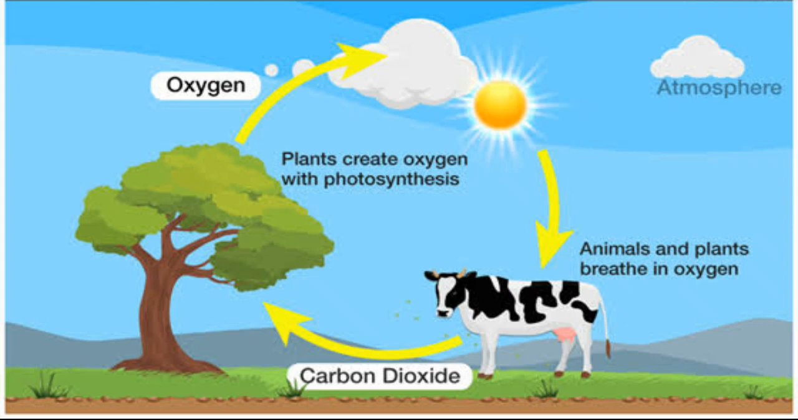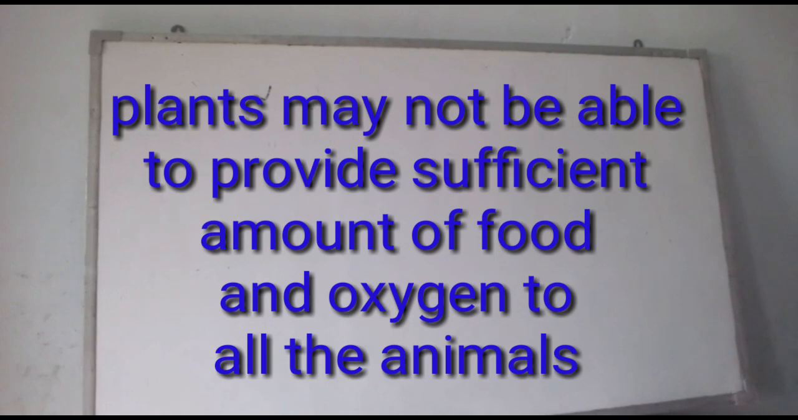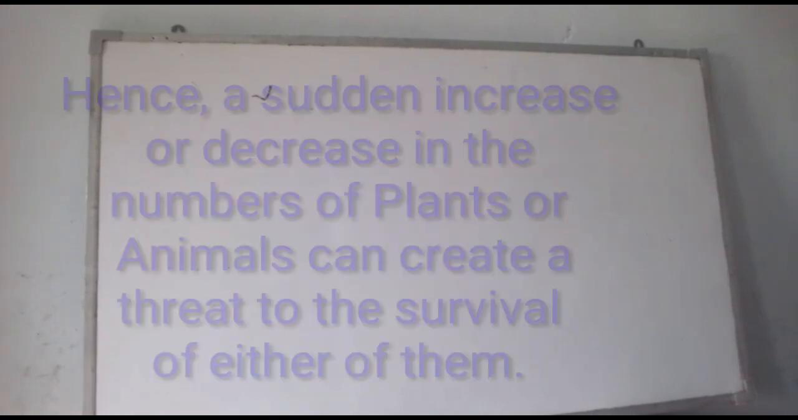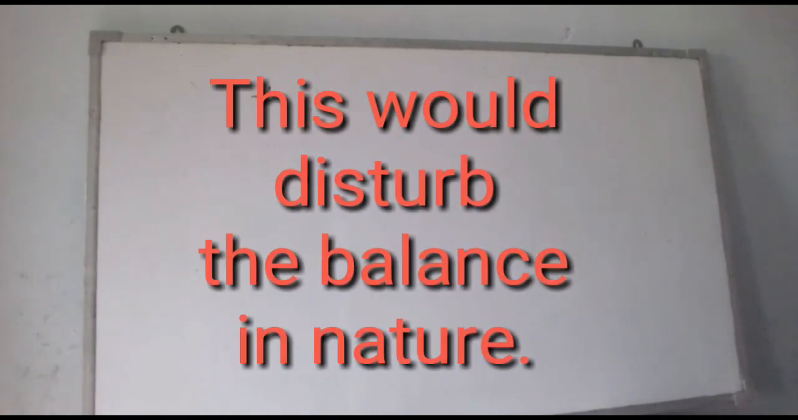Similarly, if the number of animals suddenly increases and we cut all the trees for new buildings and factories, there will be fewer plants. What would happen? If animals suddenly increase and plants suddenly decrease, plants may not be able to provide sufficient food and oxygen to all the animals. Hence, a sudden increase or decrease in the numbers of plants or animals can create a threat to the survival of either of them. This would disturb the balance in nature.